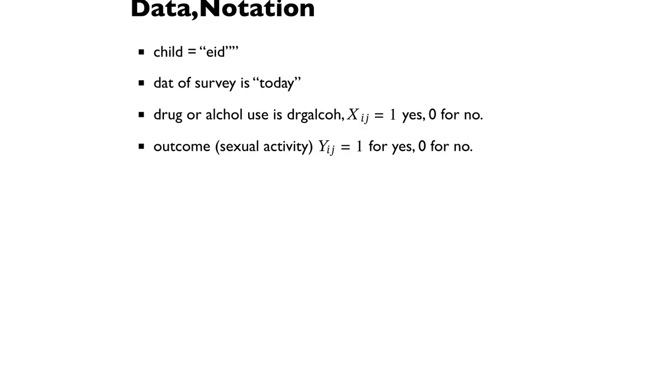So again, this is our basic structure. We have an ID. It's done by the day. We have a binary predictor. It's 1 for yes if drug and alcohol use was reported, and 0 for no. And outcome sexual activity, 1 for yes and 0 for no.